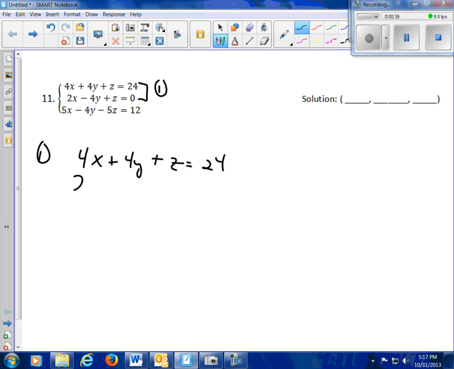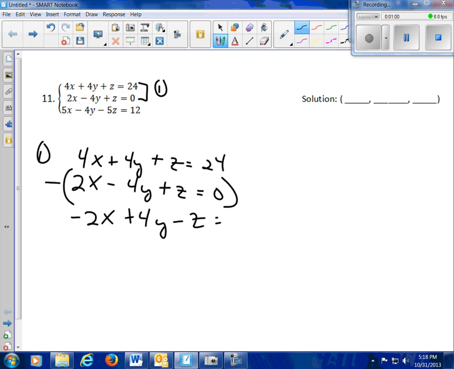So I take the top equation and the middle equation, and they're both z, but I want them to be able to cancel out. So I'm going to multiply one of these equations by -1. So negative 2x, negative 1 times negative 4 is positive 4y, and negative 1 times positive 1 is negative 1z. And then negative 1 times 0 is 0. Once I multiply everything in that middle equation by -1, it allows my z's to cancel out when I add them together. Z plus a negative 1z cancel out to 0.